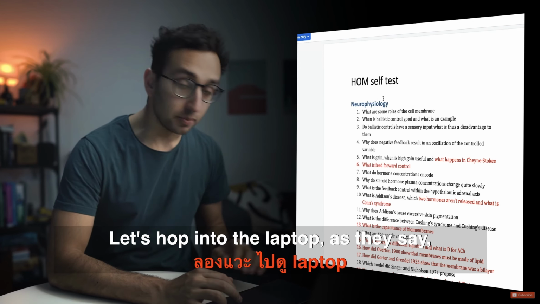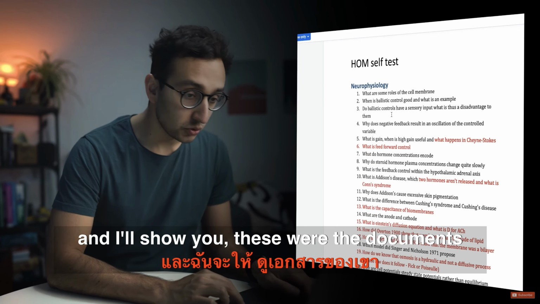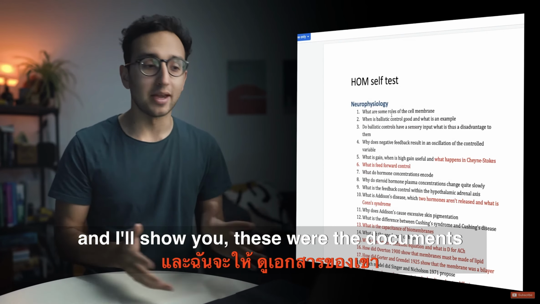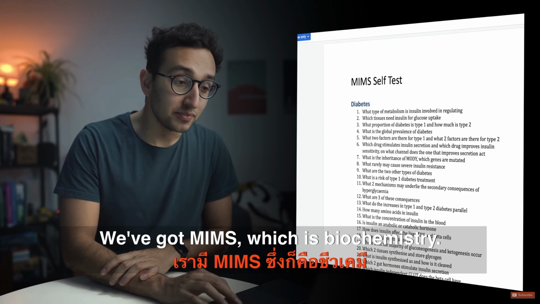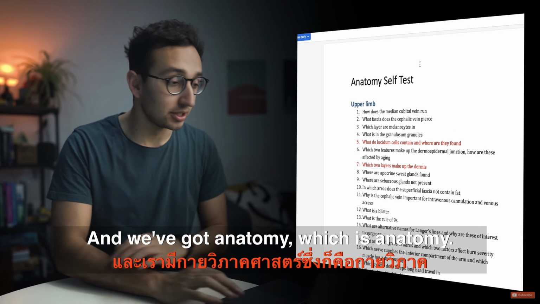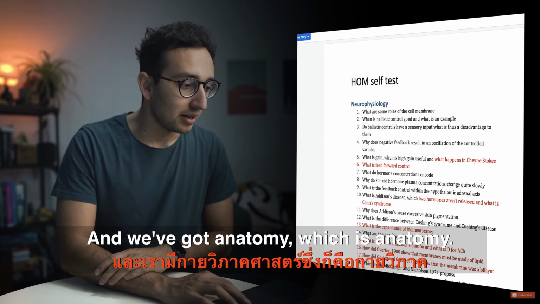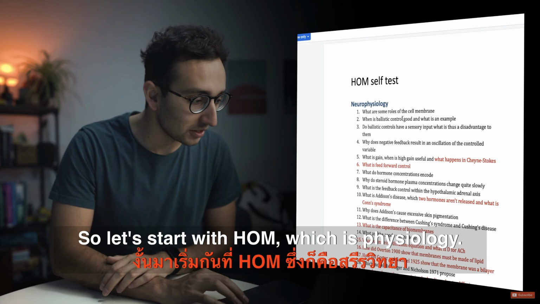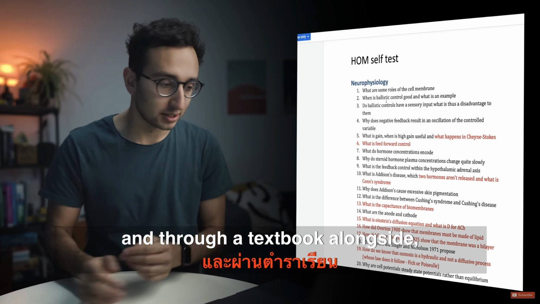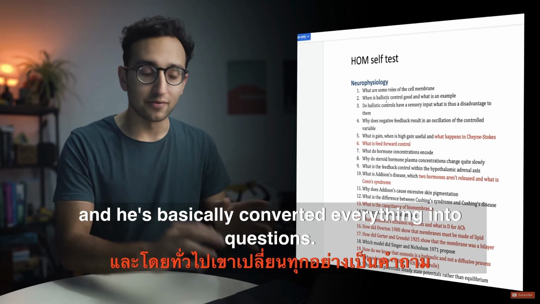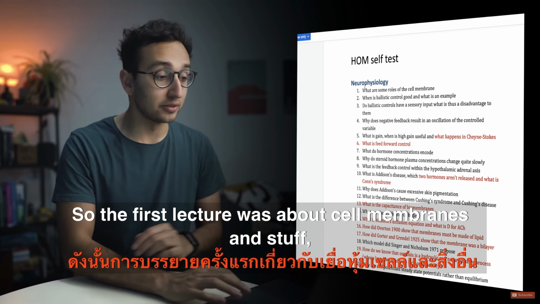Let's hop into the laptop, as they say, and I'll show you the documents that he made for each of the subjects. So we've got HOM, which is physiology, we've got MIMS, which is biochemistry, and we've got anatomy. Let's start with HOM, physiology. Essentially, he's gone through the lecture notes and through a textbook alongside, and he's basically converted everything into questions. The first lecture was about cell membranes and stuff.